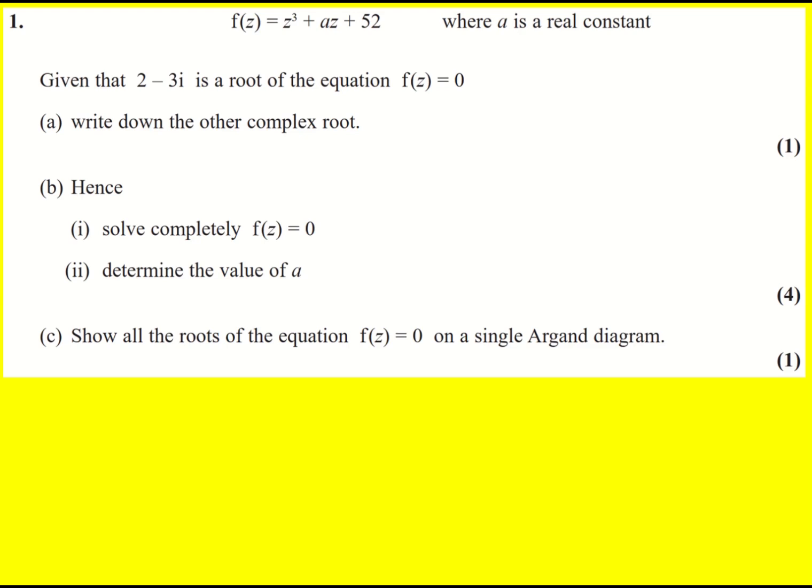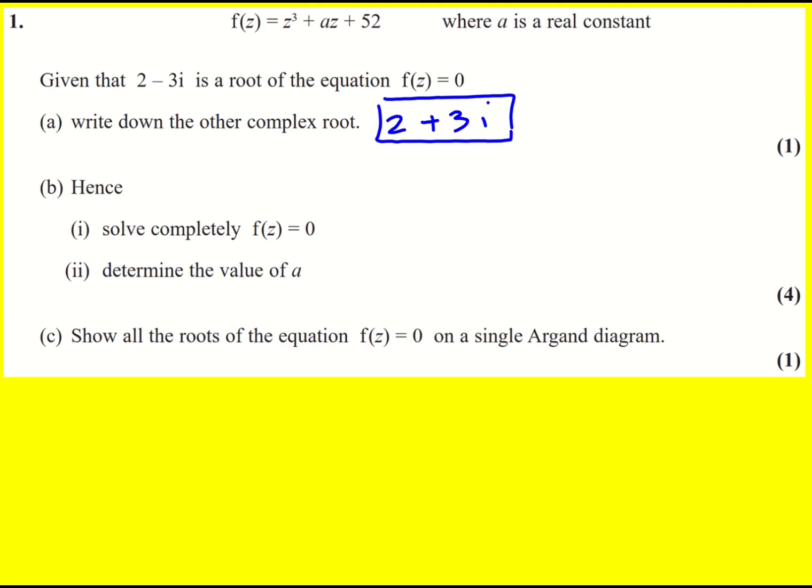We've got a cubic function. We're told that 2 minus 3i is a root of f of z equals 0. Write down the other root. So this is just the complex conjugate, 2 plus 3i. Hence solve completely, f of z equals 0.